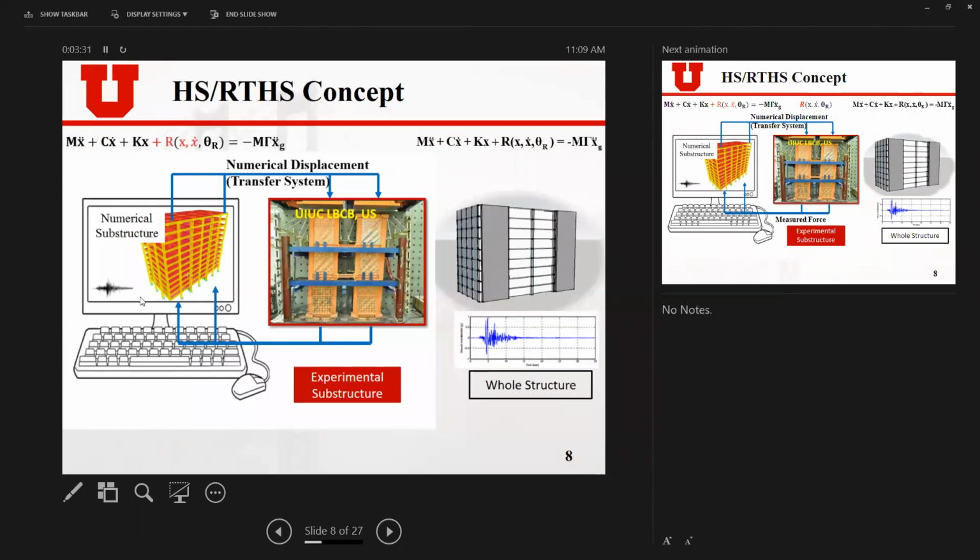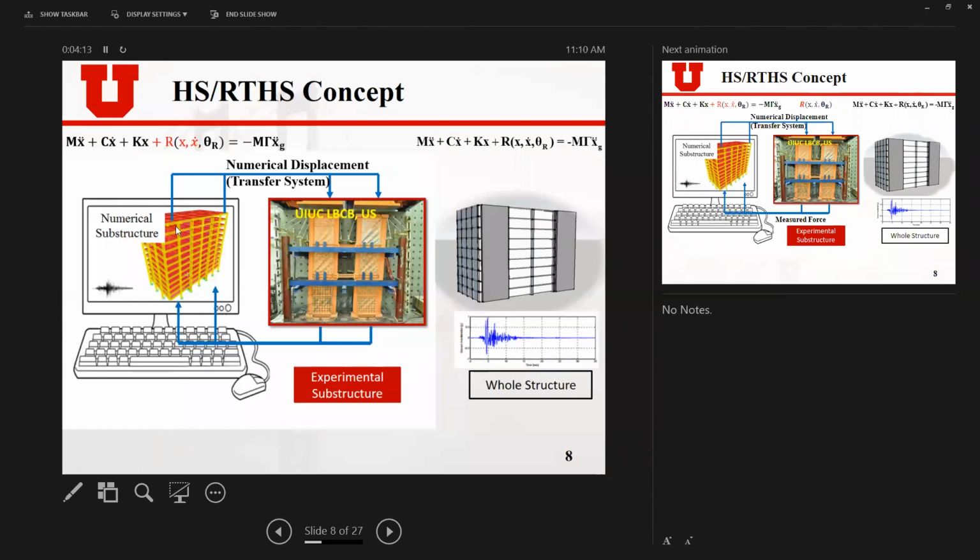The implementation of hybrid simulation is as such. At the first step of the response, your numerical substructure calculates the response at the boundary between your numerical substructure and experiment substructure. I need to emphasize the concept of numerical substructure and experiment substructure, which is the key point of hybrid simulation. The experiment substructure is the test specimen that you have physically set up in your lab, and the numerical substructure normally means the rest of the building minus your experiment substructure. That is the definition of numerical and experiment substructure.